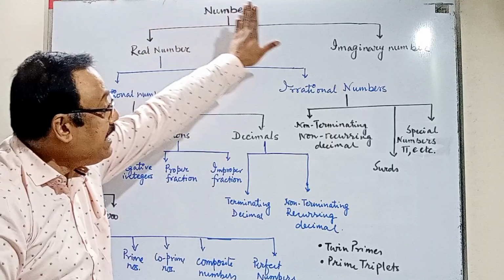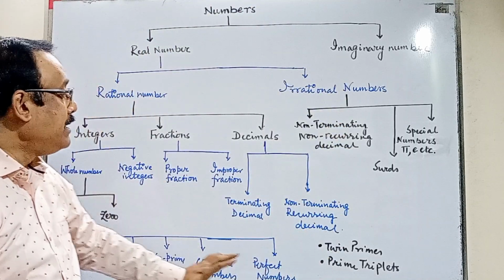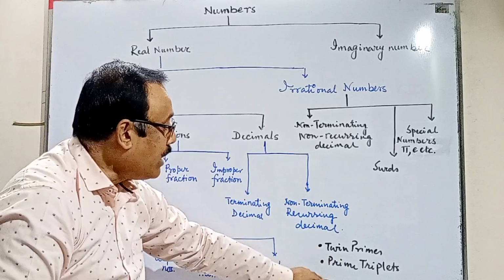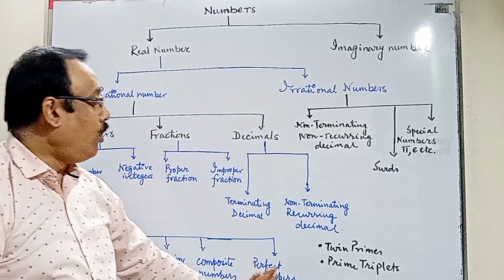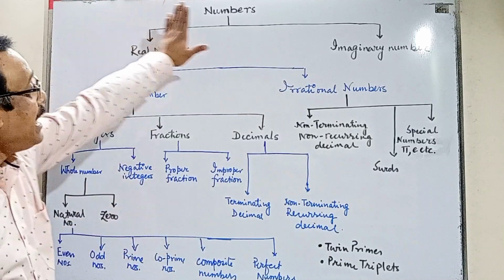This is our entire number system. You might be seeing that I have written two terminologies. I'll explain what these are called later. But this is the number system.